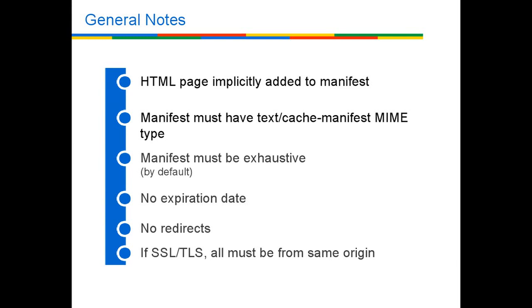By default, the manifest must also be exhaustive. That is, you must have all of your static resources available, listed up front. You can't go back and add something to the application cache later without actually upgrading the whole thing. I'll come back to upgrades in a bit. There's also no expiration date, so it will live forever or until the browser throws it away or the user does clear all site data or something like that. There's also no support for redirects. If a resource redirects, it is assumed to have failed entirely, which is pretty obnoxious.